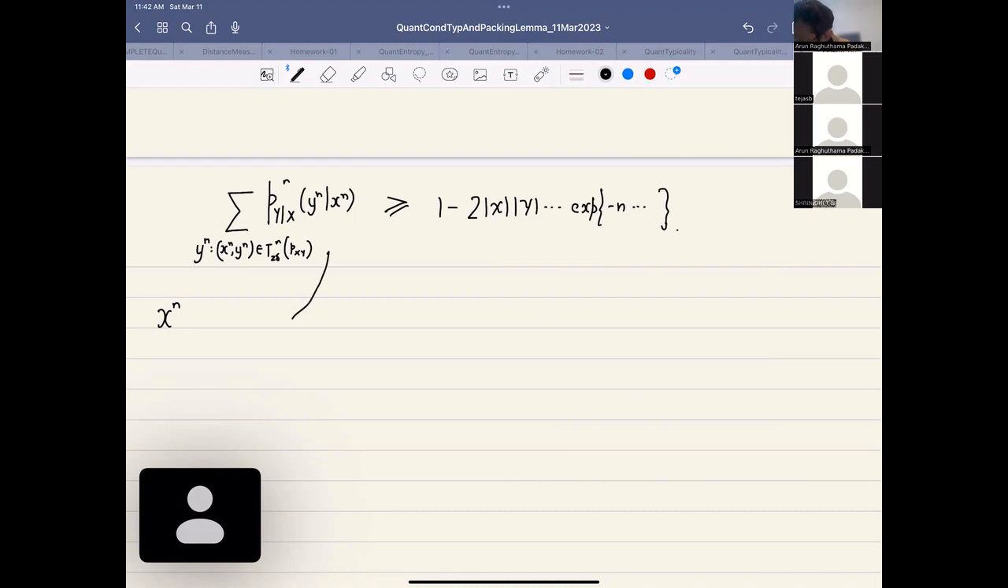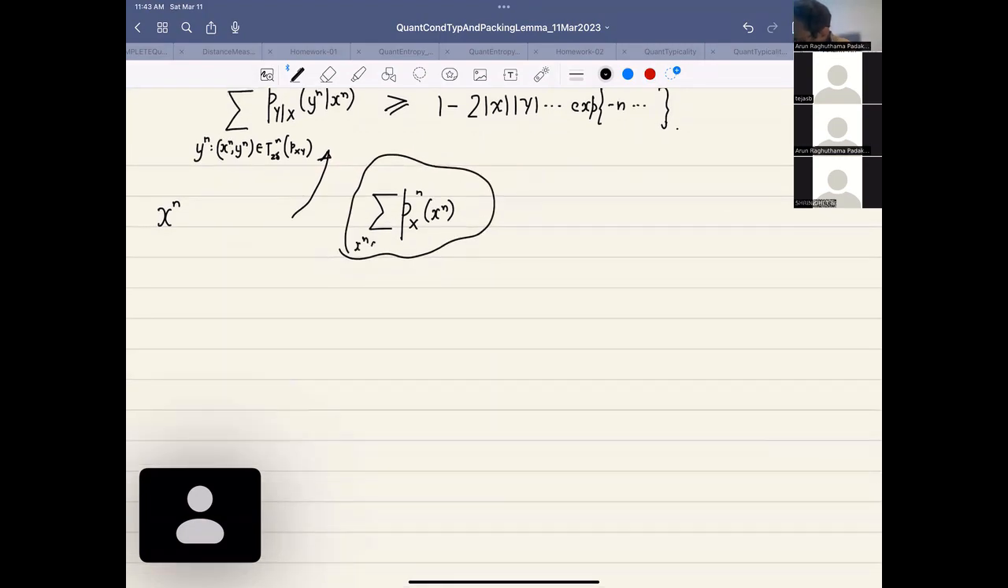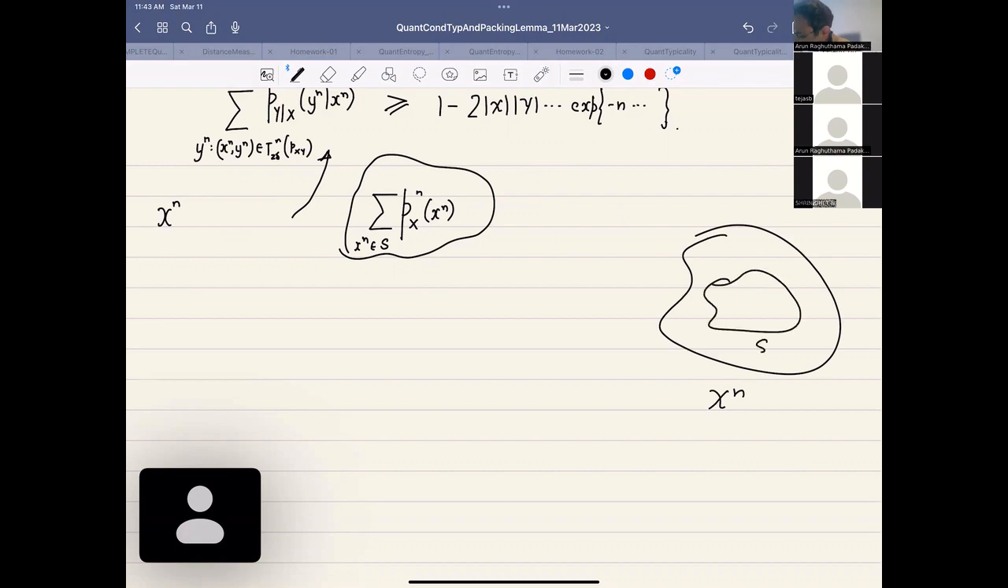See, what are you doing by this? Let me explain, because you're not very familiar with probability. What are you doing when you do this Px of xn? What does this physically mean, right? Xn belonging to some set, let's say some set S. So I have xn, there is some set S, right?